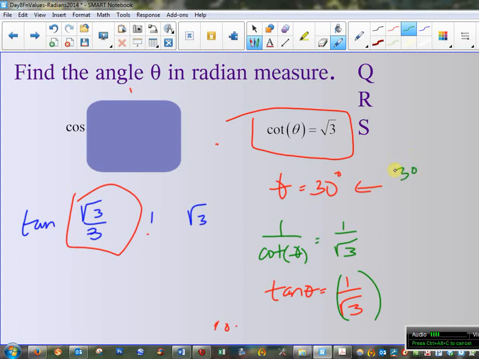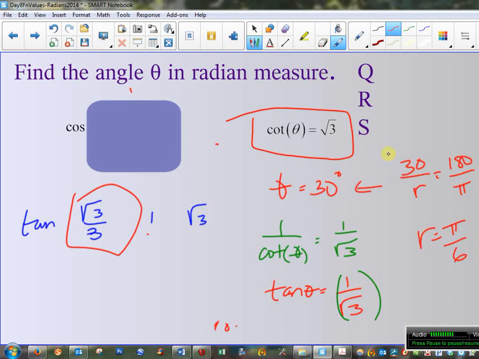30 under 180. Oops, let me erase that. Degrees over radians. So I'm going to put 30 degrees over r, x, whatever variable you'd like, is equal to 180 over pi. And when I solve it, I'm going to end up again with that pi over 6. So I end up with the same answer as I did in the last problem.